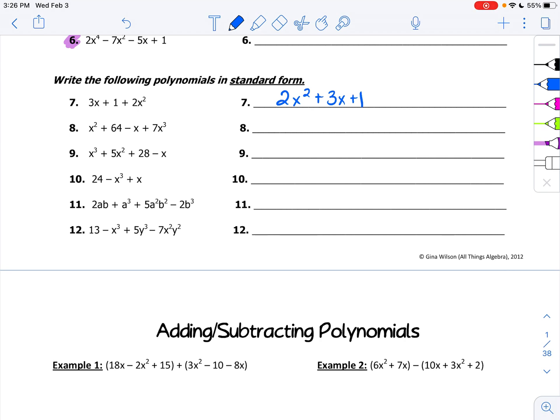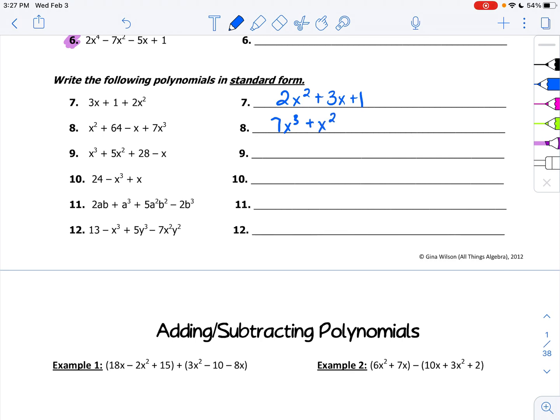Now looking at number 8, x squared plus 64 minus x plus 7x cubed. Again, we only have one variable, so I don't have to worry about it being in alphabetical order. So then we just look at our exponents. So our term with the highest exponent is 7x cubed. The next highest term is x squared, and that's a positive x squared, so plus x squared.